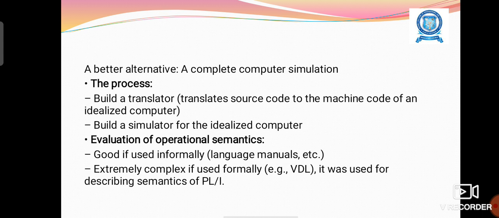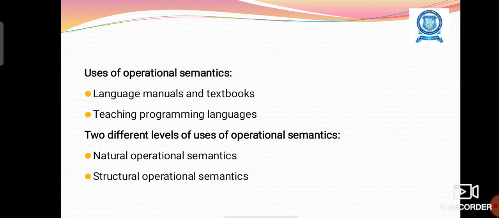A complete computer simulation can be used to understand the semantics of a programming language. It builds a simulator for the idealized computer. Using operational semantics, language manuals and textbooks can be generated. It is used to teach the programming languages. There are two different levels of uses of operational semantics: natural operational semantics and structural operational semantics.